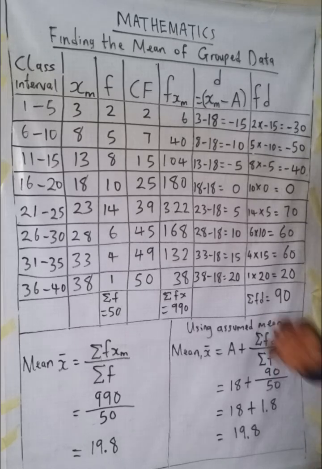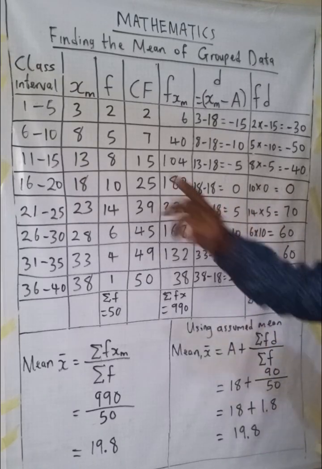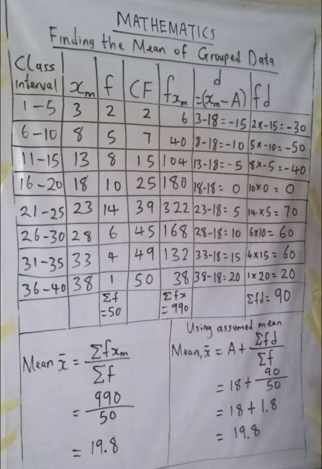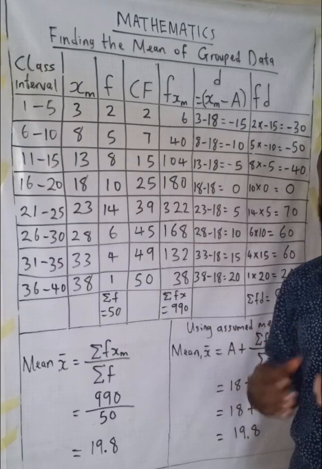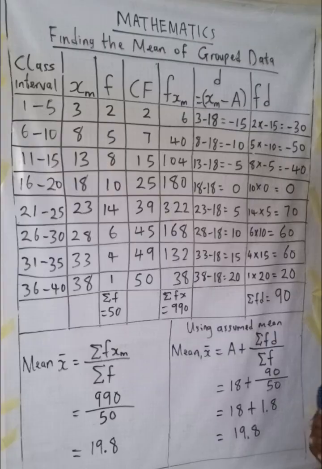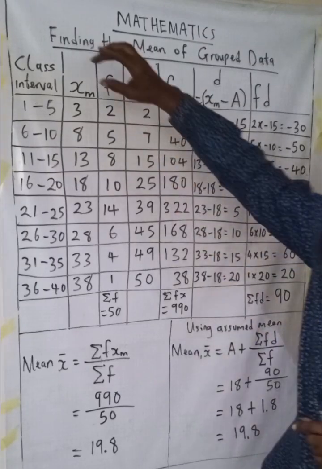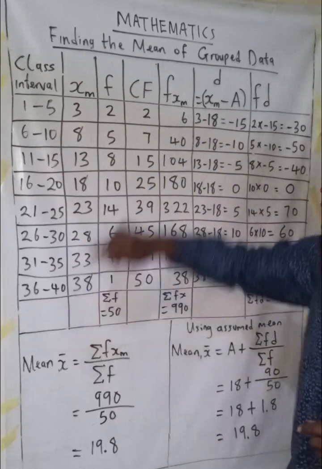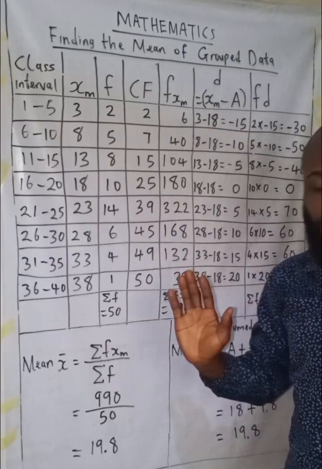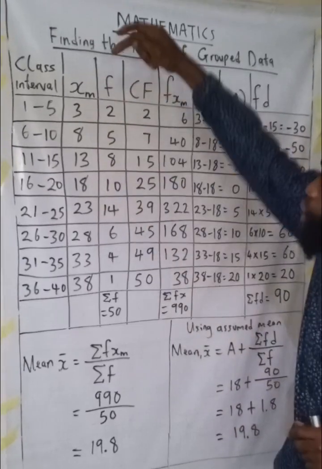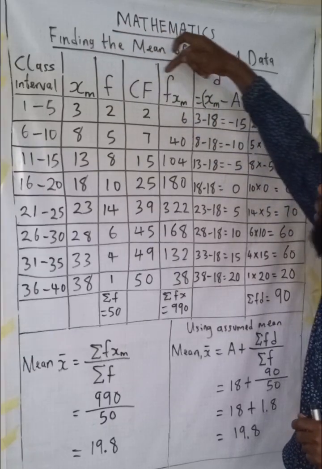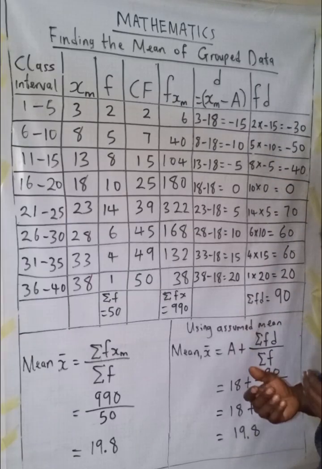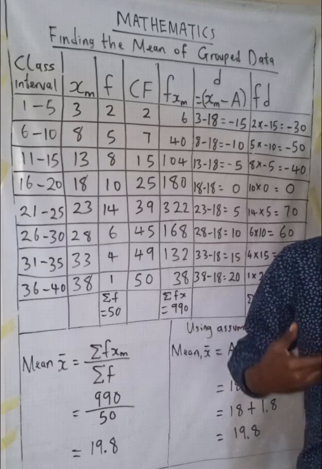We are going to find the mean of the given data using assumed mean and without using assumed mean. The original question just has the class interval and the frequency. All the other columns were figured out by the student, let's say by me.